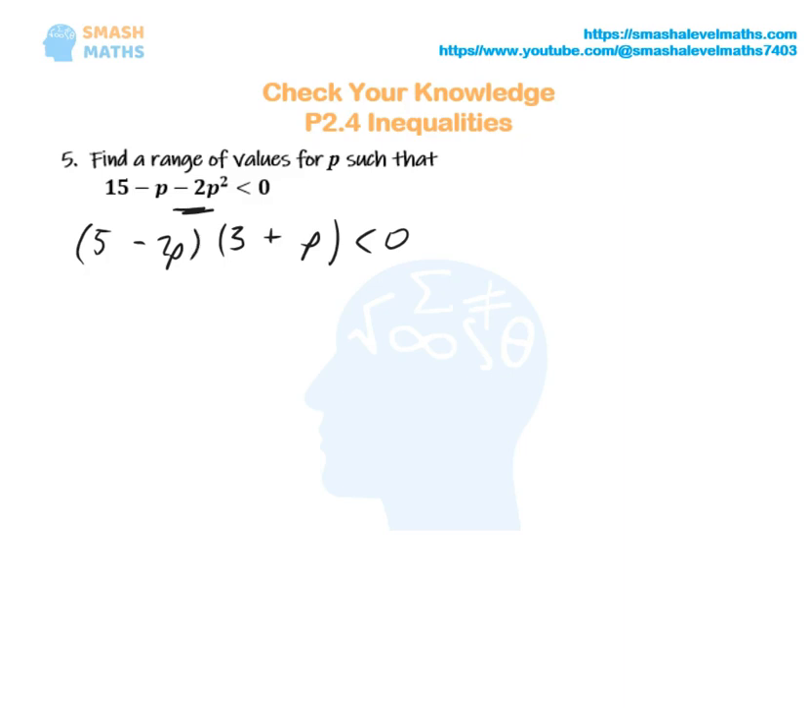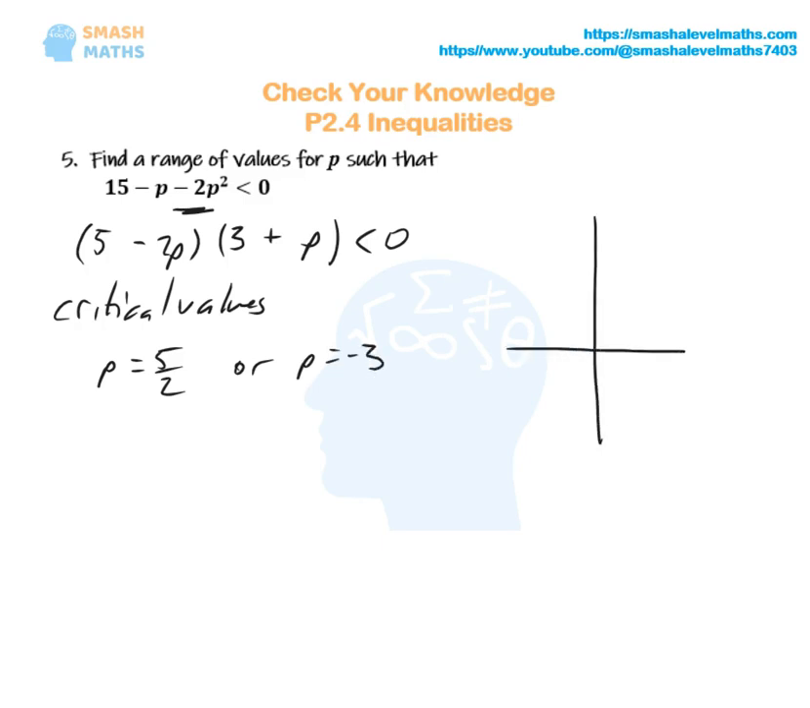There we go. So now what we're going to do is come up with what I call the critical values. These are just the solutions I'd be getting out of this if that inequality was just an equal sign. So from the first bracket I would end up with p is 5 over 2, and from the second one I'd end up with p is minus 3. Let's now have a look at which side of those critical values I need to be on.